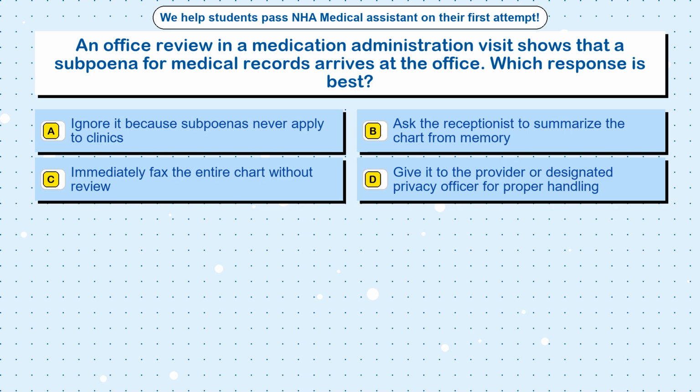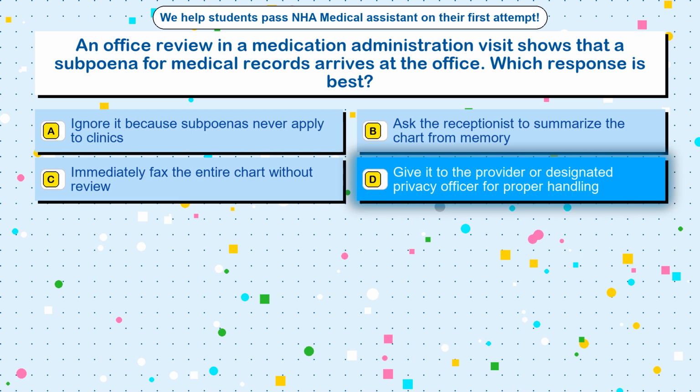Ignore it because subpoenas never apply to clinics. Option B. Ask the receptionist to summarize the chart from memory. Option C. Immediately fax the entire chart without review. Option D. Give it to the provider or designated privacy officer for proper handling. The correct answer is option D. Give it to the provider or designated privacy officer for proper handling.